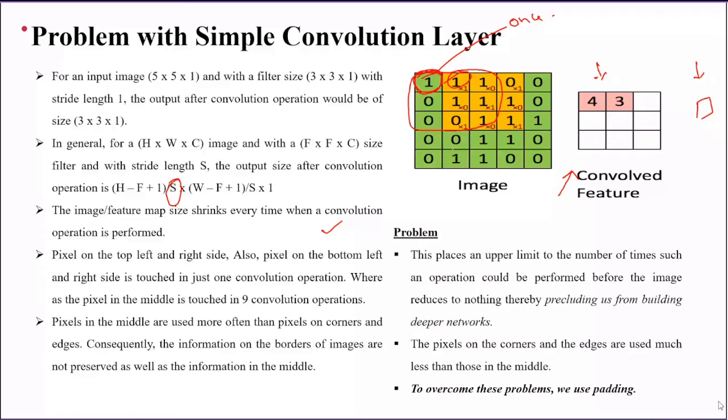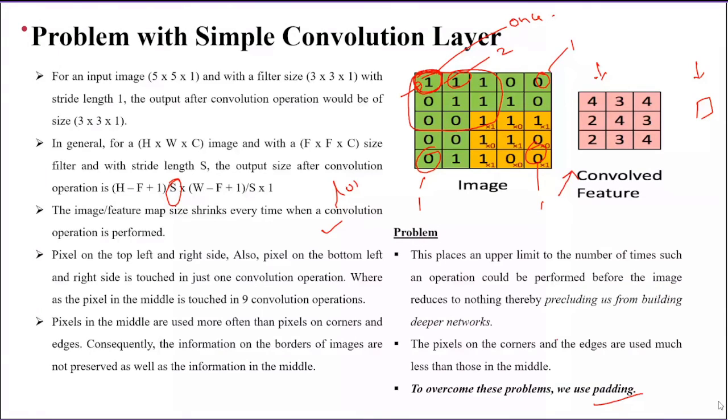So the pixels at the edges of the image are involved in the convolution operation only once. What happens if an important feature is available in this particular pixel? In that case, we are losing the information. So in order to solve that, we go for another important operation called padding.